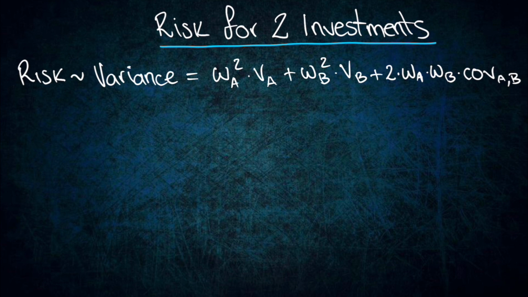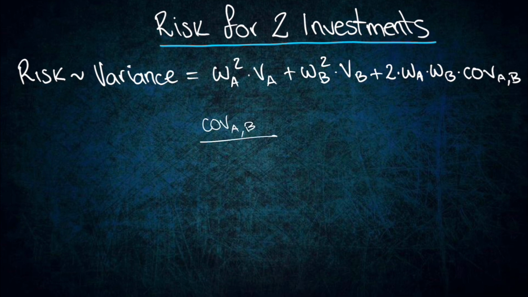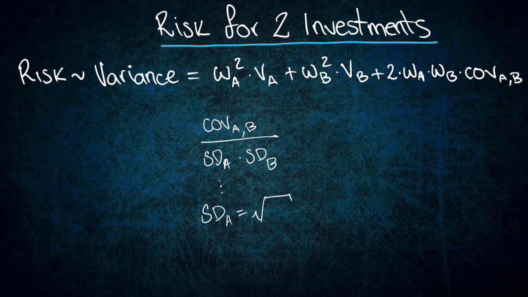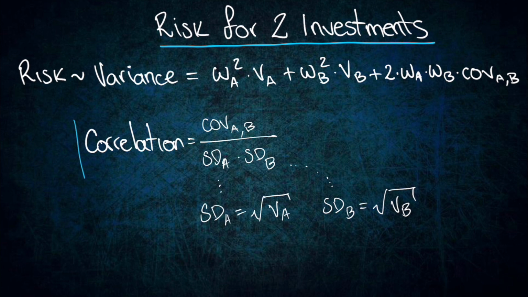Here it is important to remember that if we take this covariance and we divide it by the standard deviation of A and B, remembering that the standard deviation is the square root of the variance, then we will get the correlation between A and B, which is going to be a number between -1 and 1. For now, don't worry much about these formulas. We will learn how to put everything in Excel.